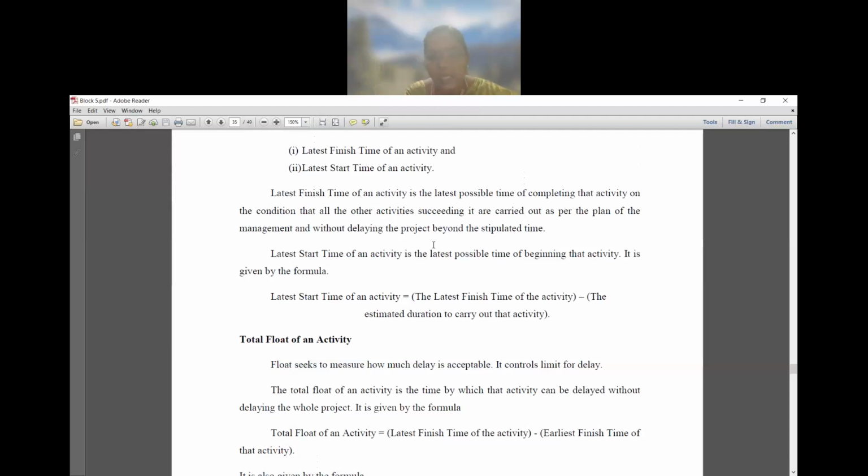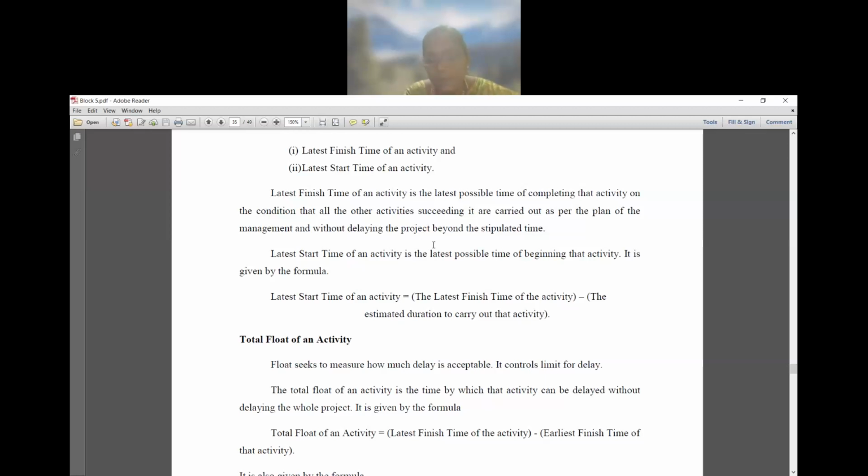Then the latest start time of an activity is the latest possible time of beginning that activity. It is calculated by using the formula: latest start time of an activity is equal to the difference between the latest finish time of the activity and the estimated duration to carry out that activity.